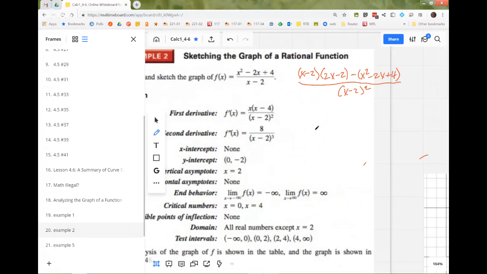So on top, x times 2x is 2x squared. X times negative 2 is negative 2x. Negative 2 times 2x is negative 4x. Negative 2 times negative 2 is plus 4. Then we have to subtract that thing.